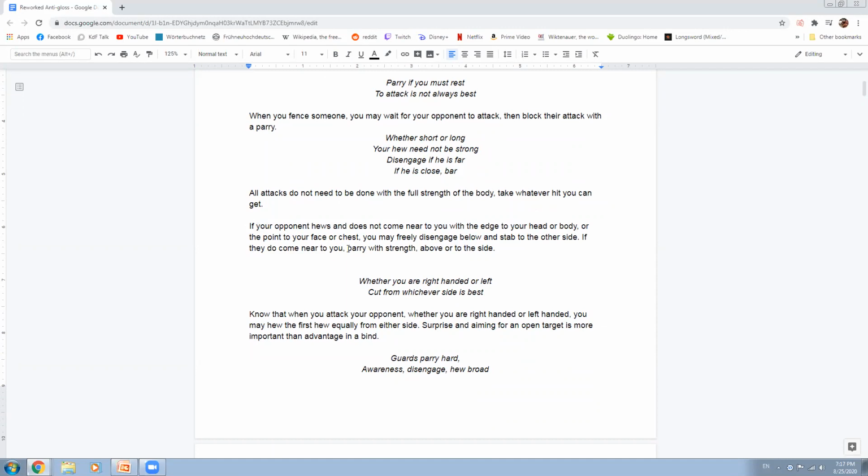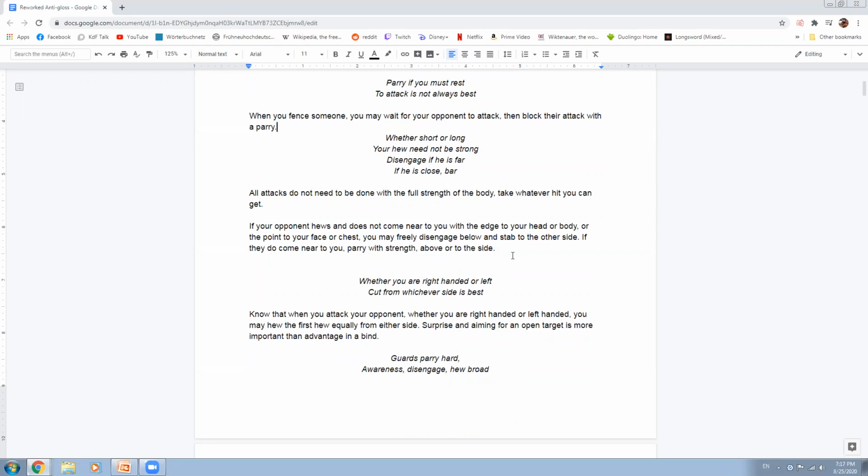If your opponent hews and does not come near with you with the edge of the body or the point to the face or the chest, you may freely disengage below and stab to the other side. If they do come near you, you have to parry. So this is, I guess, the first technique, and it's also the first technique in the glosses. So the gloss says hew near or else they'll disengage.